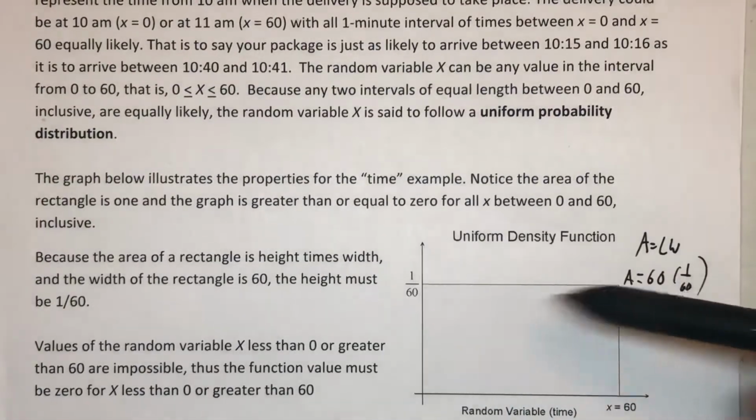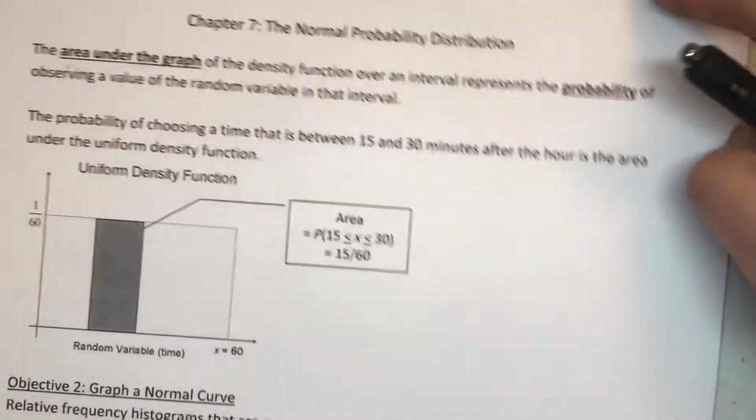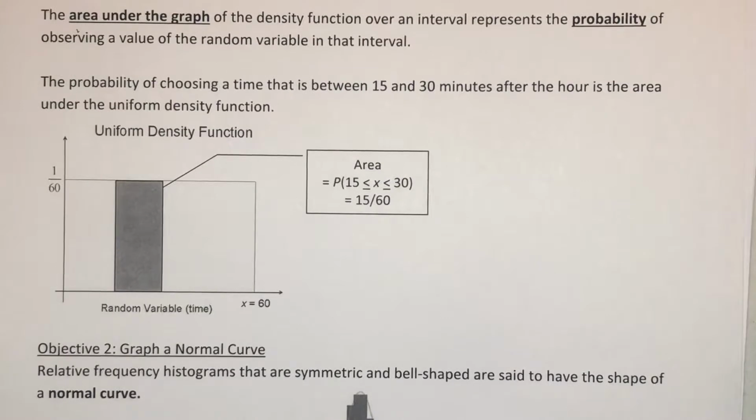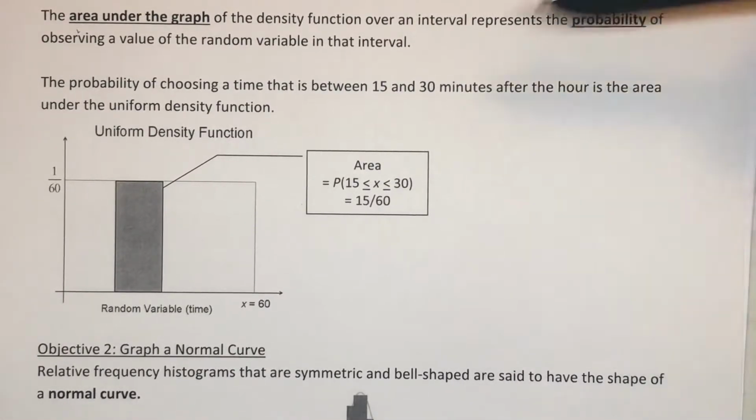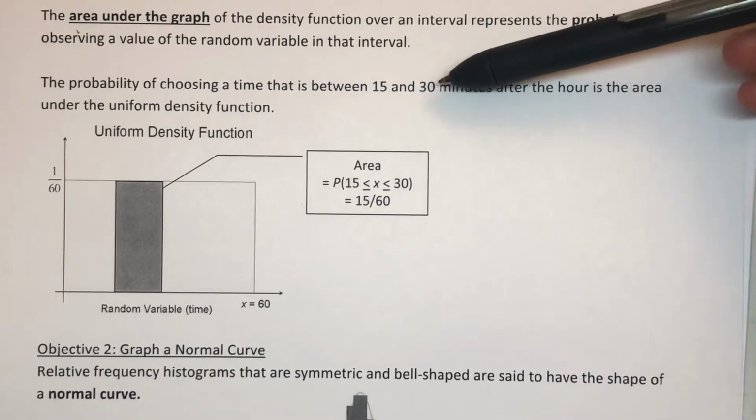Now this is a pretty boring one because it's just this idea of an equally likely event. So as we look at the next page, we'll just take a look at one example, one situation here. What if we were asking the question of what's the probability that the package would arrive between 15 and 30 minutes after the hour? So basically 10:15 to 10:30, right?